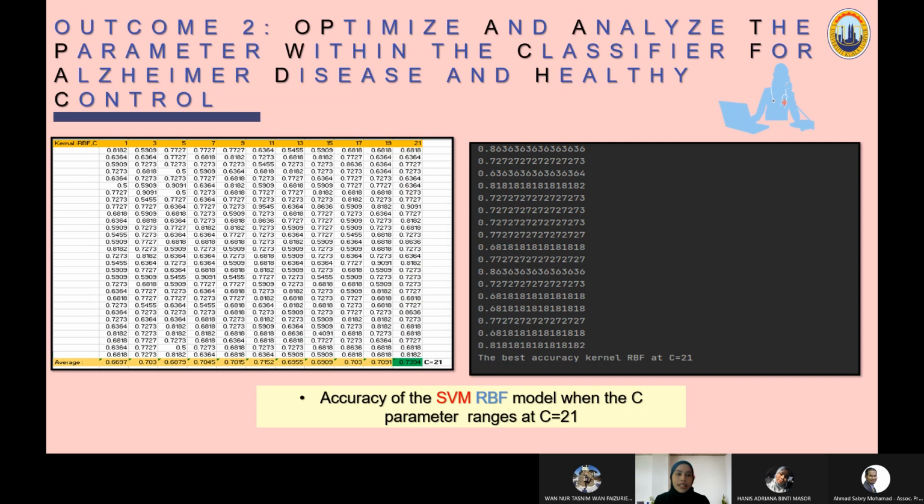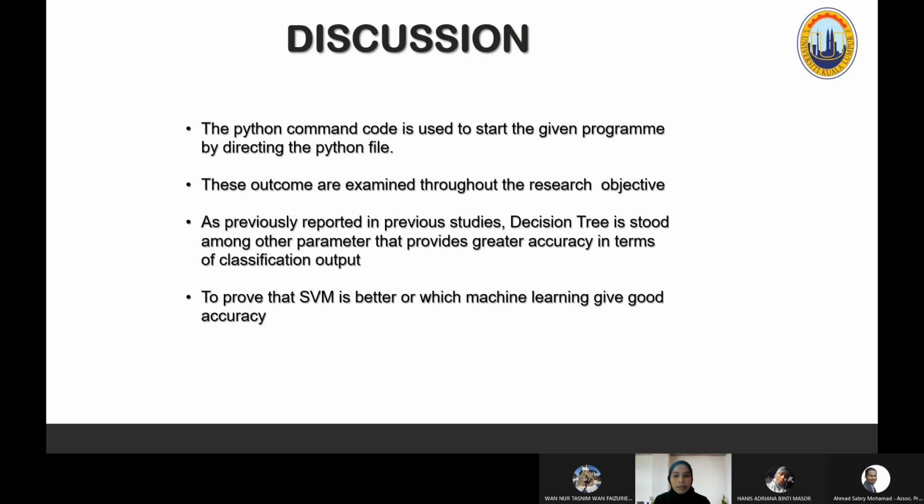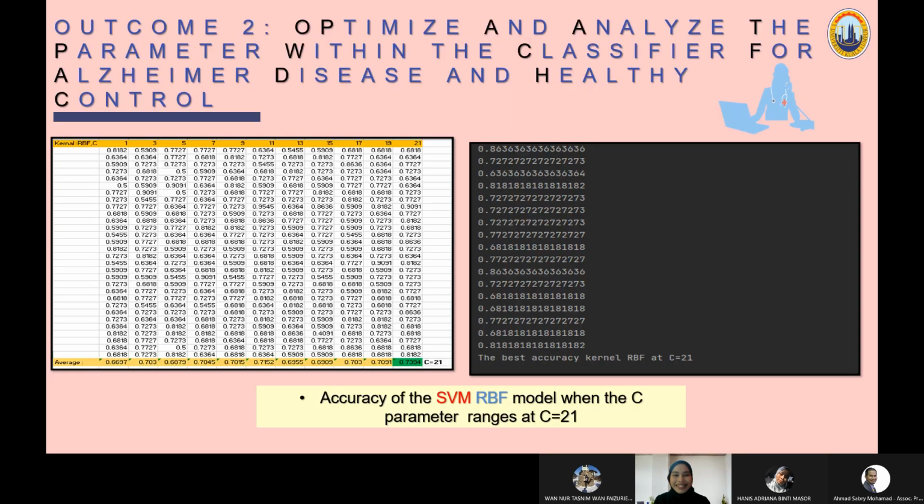For the outcome, to optimize and analyze the parameters within the classifier for Alzheimer's disease and healthy control. So this is the accuracy of the SVM model in the C parameter range up to C21 in Excel and Python. SVM creates various accuracies. Okay, you go to the next page, next slide. The next slide is the discussion, sir. Okay. All right. Yes. Okay.